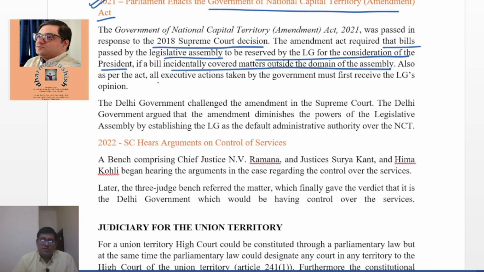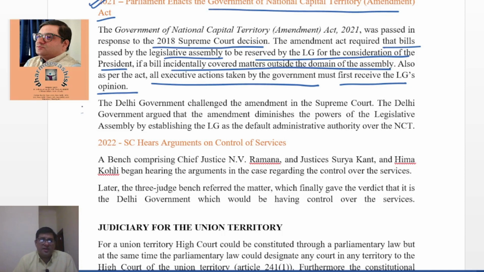Furthermore, all executive actions taken by the government must first receive the opinion of the LG, meaning the LG should first give the opinion on those executive actions, and only then could the executive actions be taken up by the government. Again, what happened?